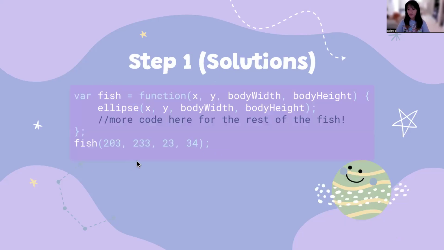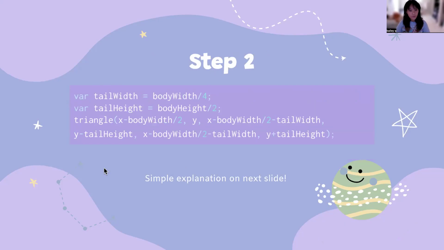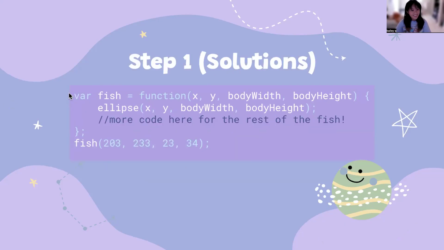All right, so we're going to go through each step of this really quickly. So here we have var fish equals function. This is what you should already have in your code according to the slide before this. Var fish equals function xy body width body height. Breaking this down real quick, this is line 1, this is line 2. This we are not going to do yet. This is just the first step. And this is line, we'll say line 4 just to give an extra line there. And this is line 5.